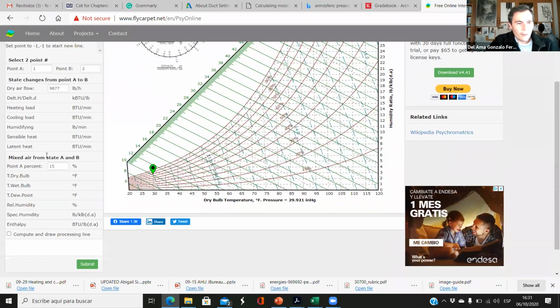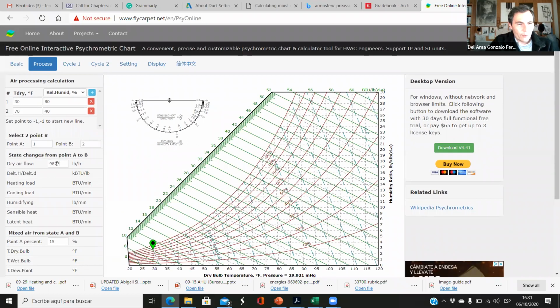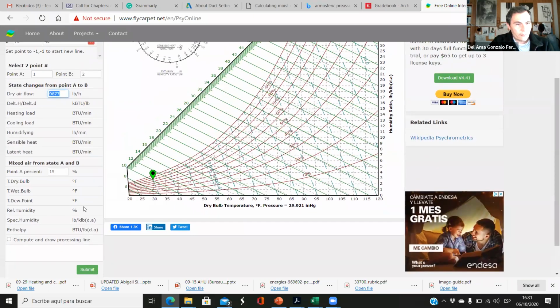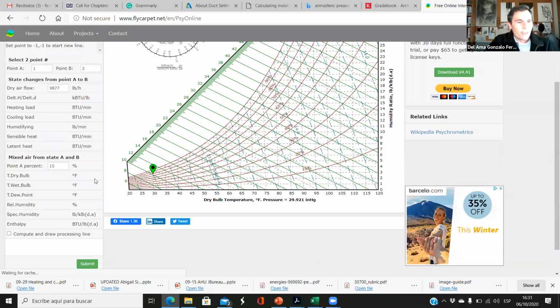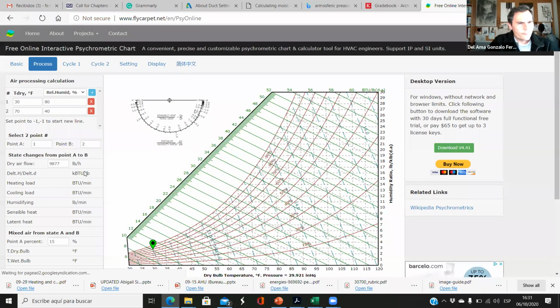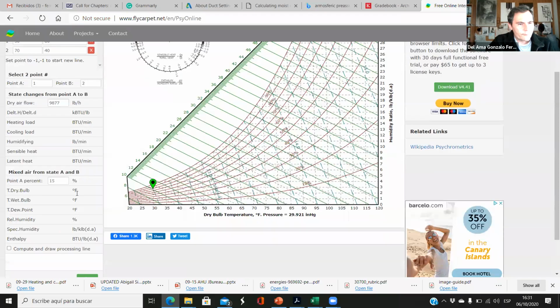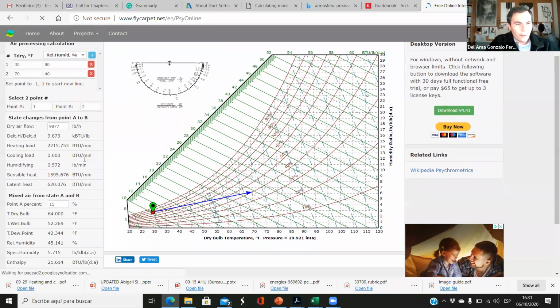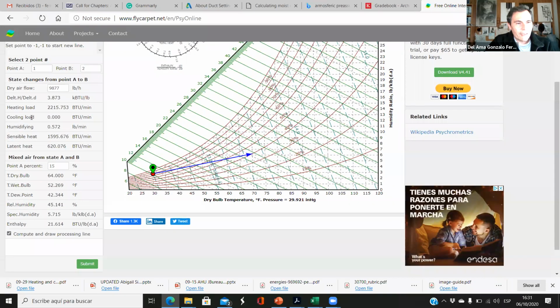Okay, here we have to include the dry air flow, and we only have to submit. Yep. So if we submit, oh, we have to compute and draw processing plan. Yeah, so we have to click here. So, okay. So this is the heating load. Cooling load, we don't have cooling load because it's winter. Okay, so we don't have any cooling load.